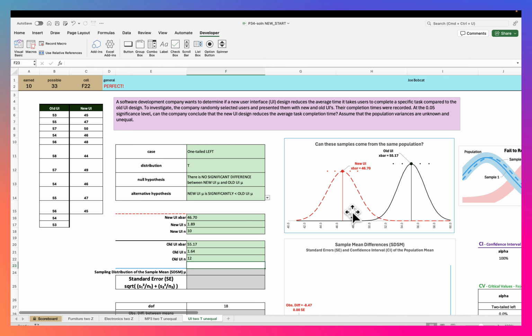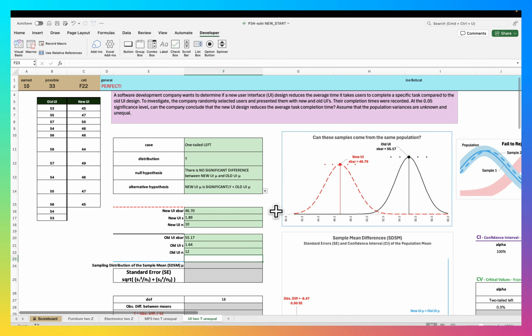All right, and now we can see our two curves here. And as you can see, wow, there's almost no overlap. So this is almost certainly a reject. But let's keep going.